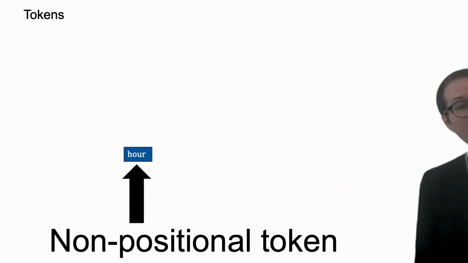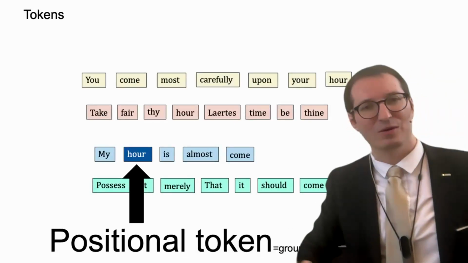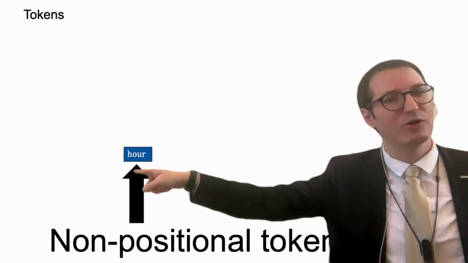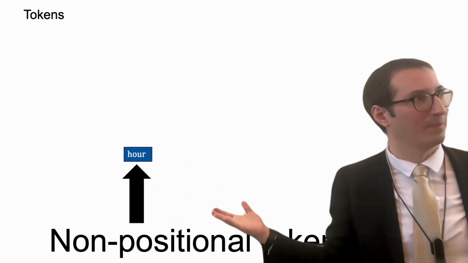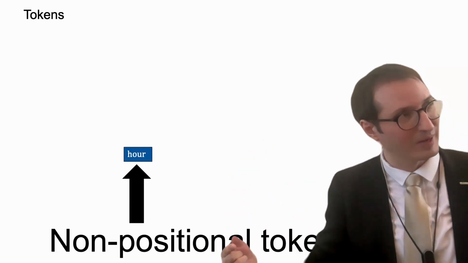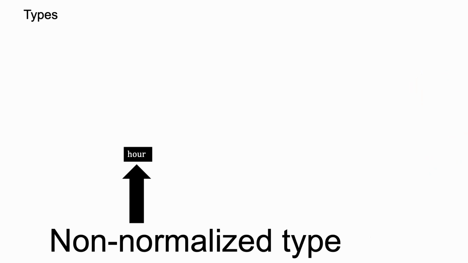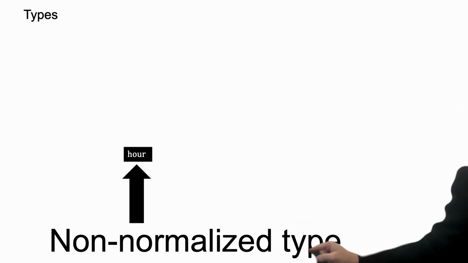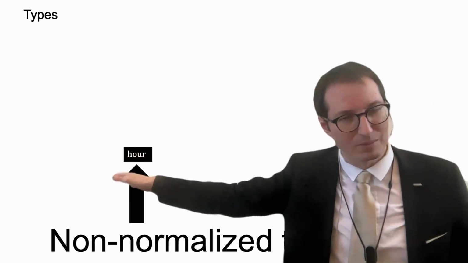Now we have the notion of a non-positional token, which is the same thing except that we forgot the position. We still know that it's in the blue document, it's in document 3, but we don't know where. That is called a non-positional token, right? Everybody with me? So the third one is a non-normalized type. It means we forgot the document. We just know it's, that's a word.